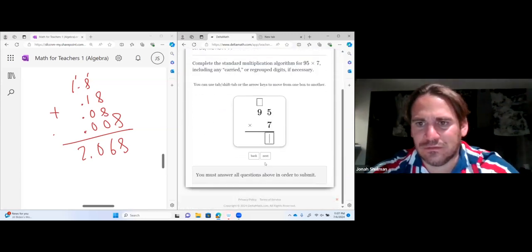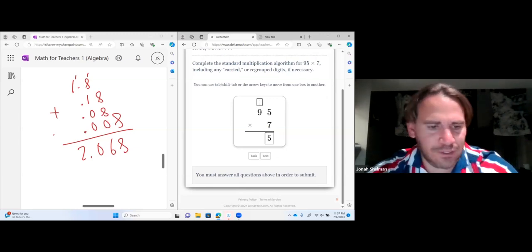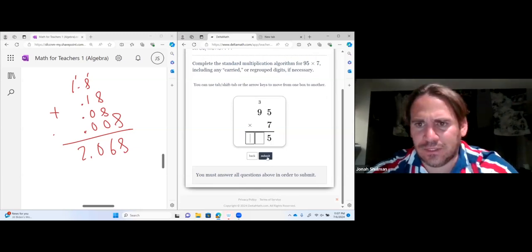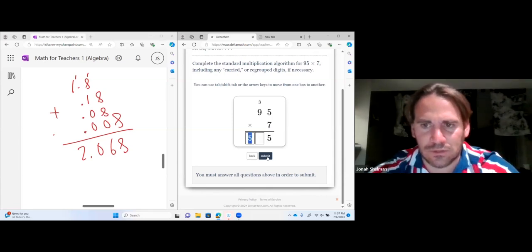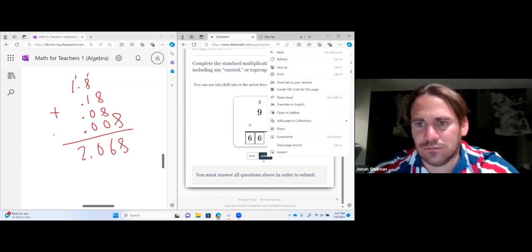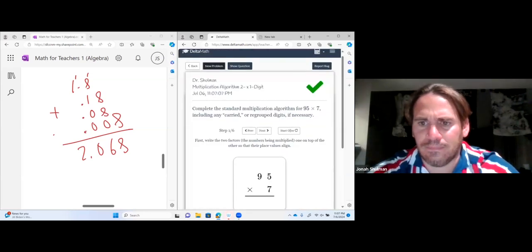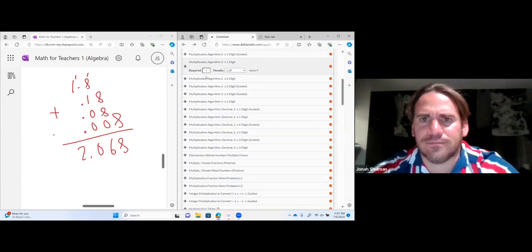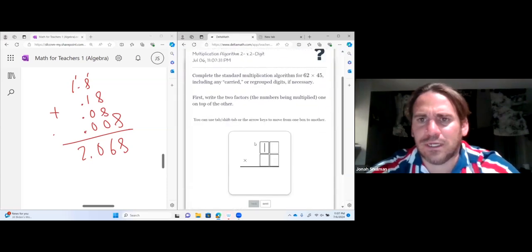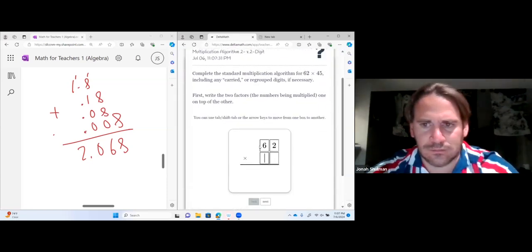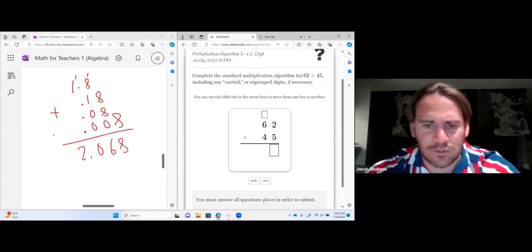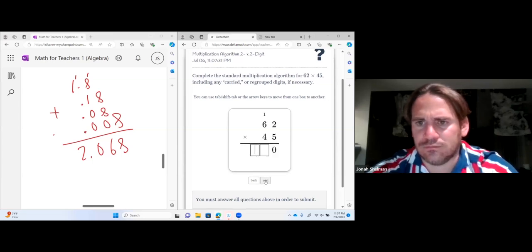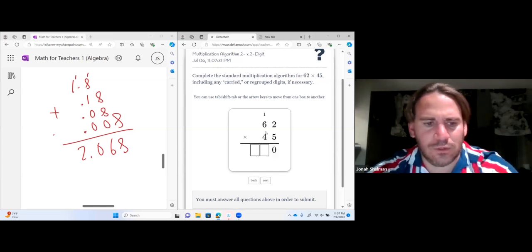95 times 7. 5 carried the 3. 7 times 9 is 63 plus 3 is 66. Nice. Now we got a 2 by 2. That's 10. Carry the 1. 31.